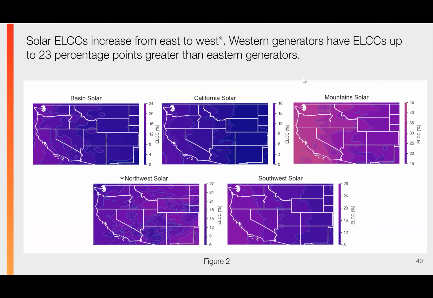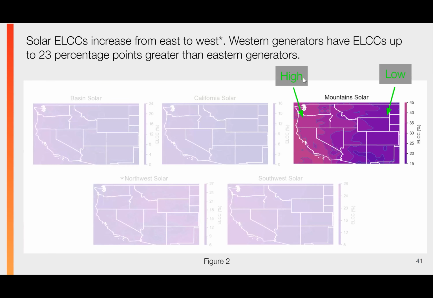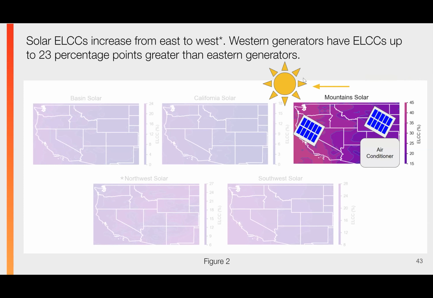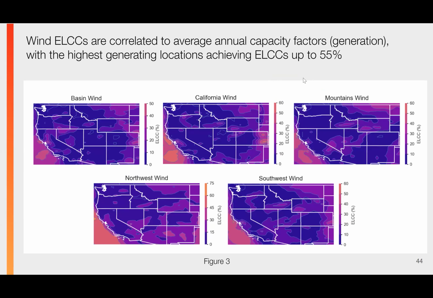And now for solar ELCCs, we notice a very distinct geographic trend where ELCCs increase from east to west. And this is pretty intuitive. Solar PV output peaks around midday, but demand doesn't peak until later in the afternoon, by which point the sun has moved farther west. So generators along the West Coast just make greater reliability contributions. As for wind ELCCs, they're much better correlated to average annual capacity factor or wind speed. And as you can see, I think it was on that reference slide, these achieve ELCCs up to 55%.